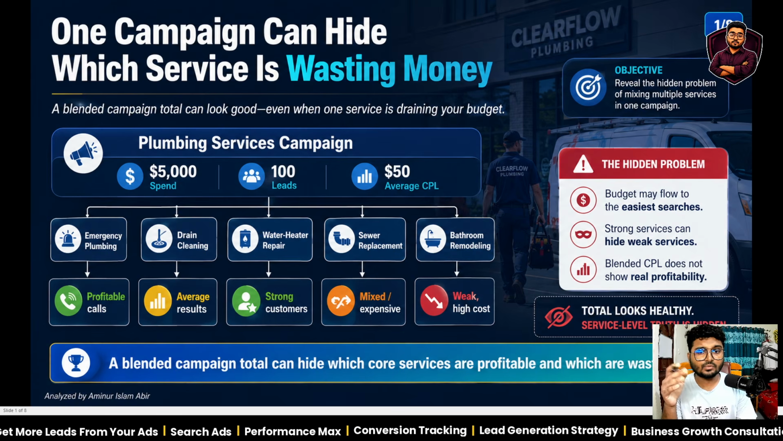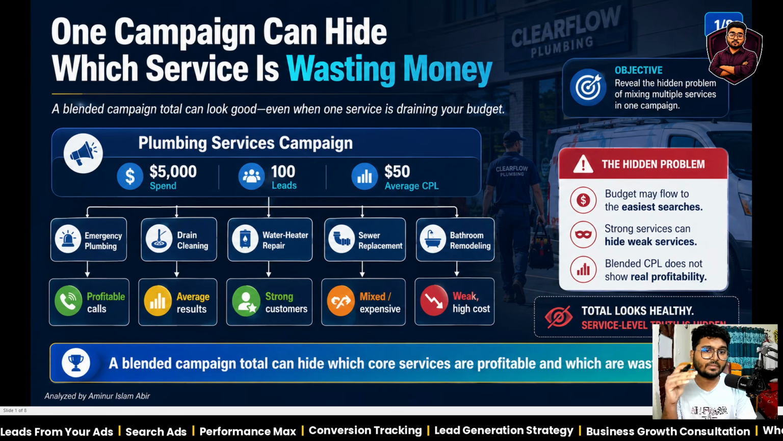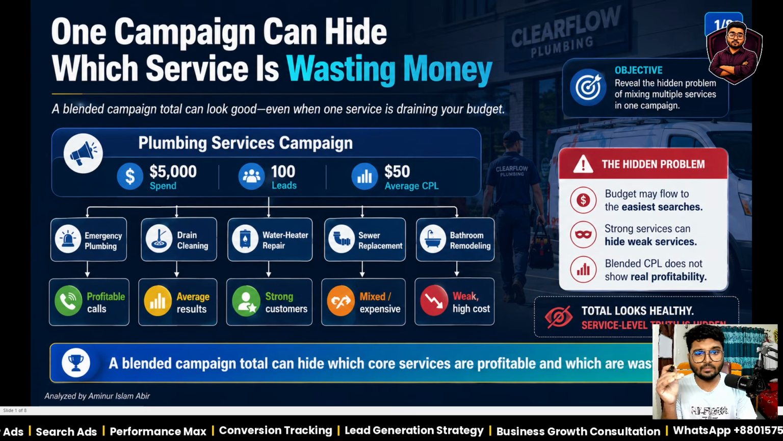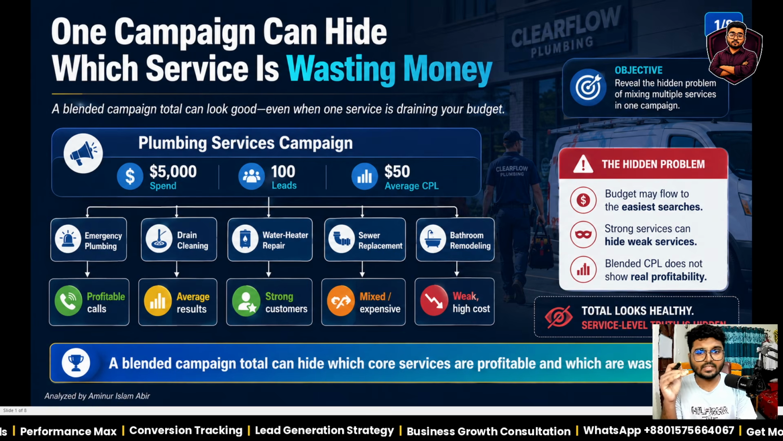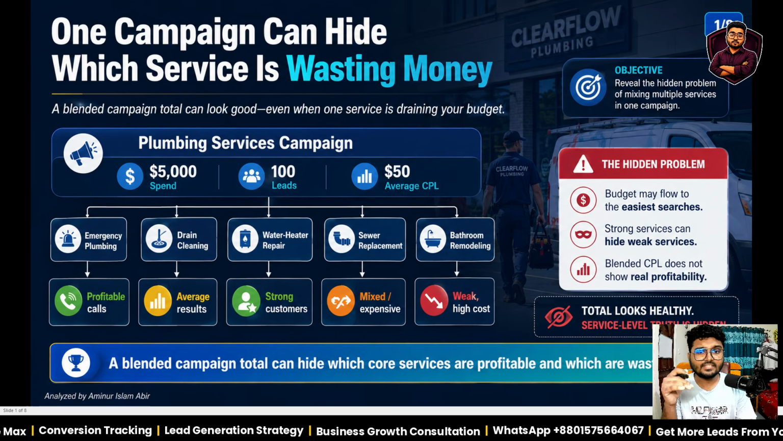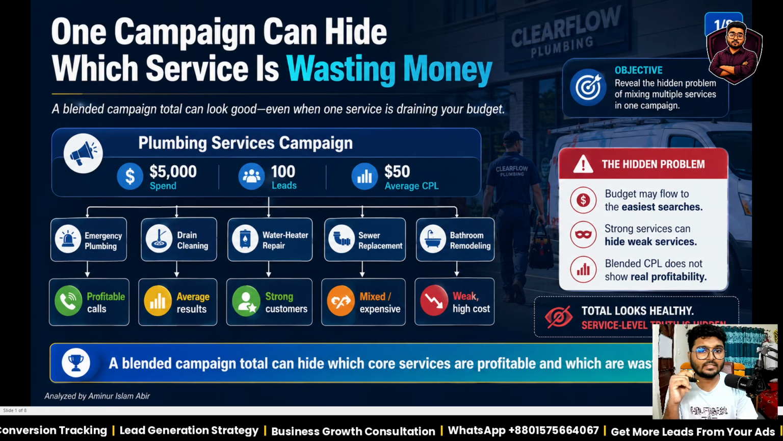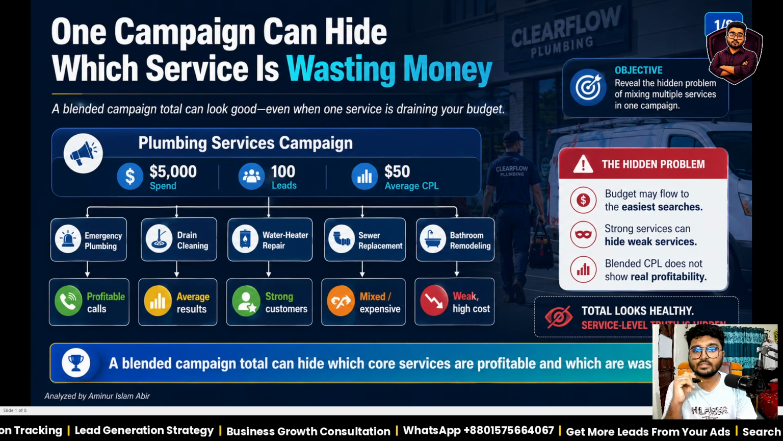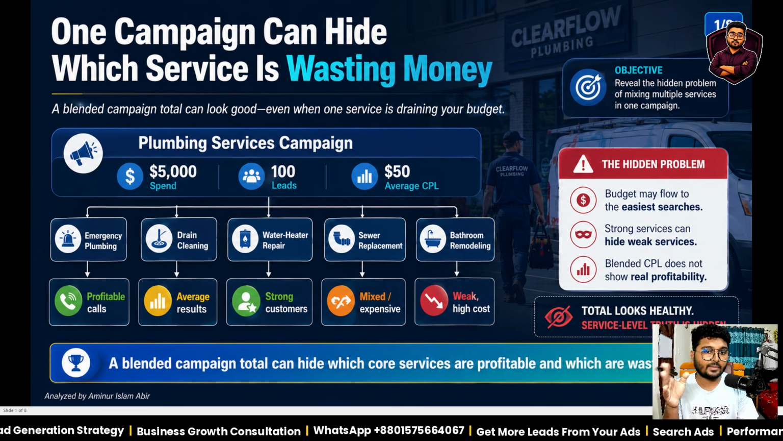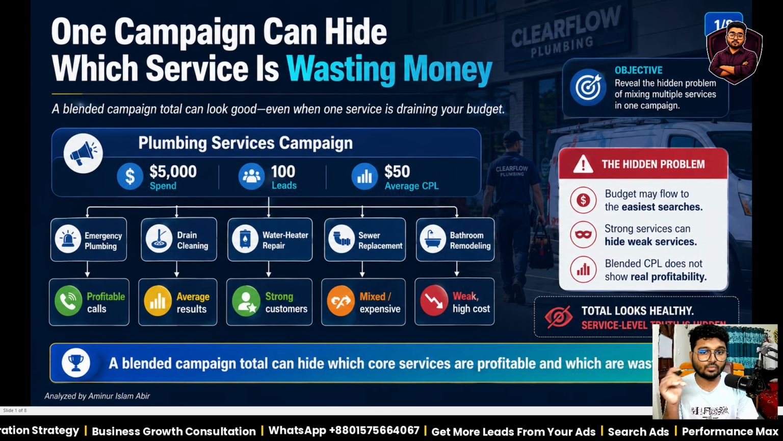In this presentation, we will learn what a core service campaign means, why mixed campaigns hide performance, how to structure a plumbing account, which mistakes to avoid, and how to scale services using qualified customer economics. Let's begin with how one blended campaign can hide which service is wasting money. So this is my slide one. Here I describe how one campaign can hide which service is wasting money.